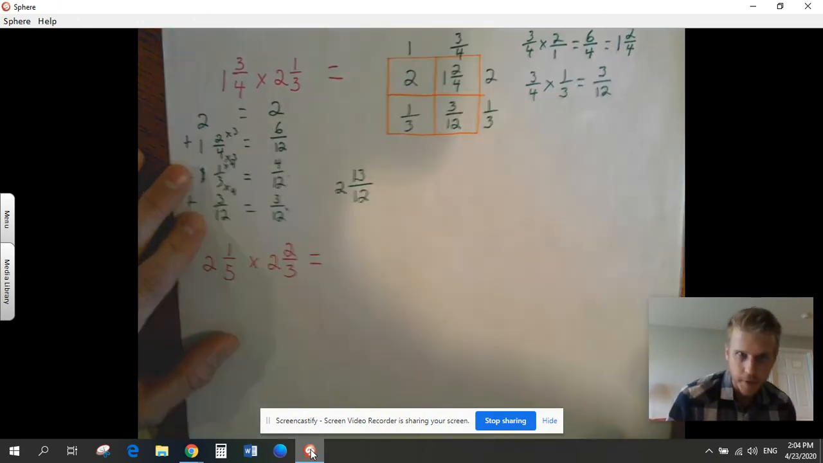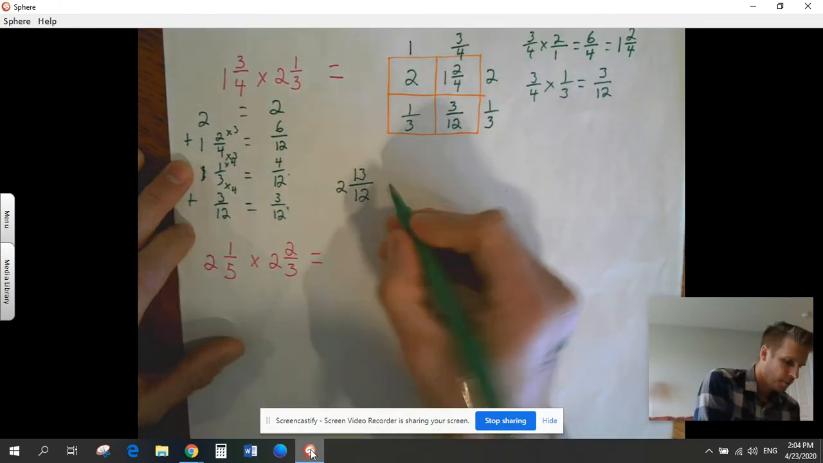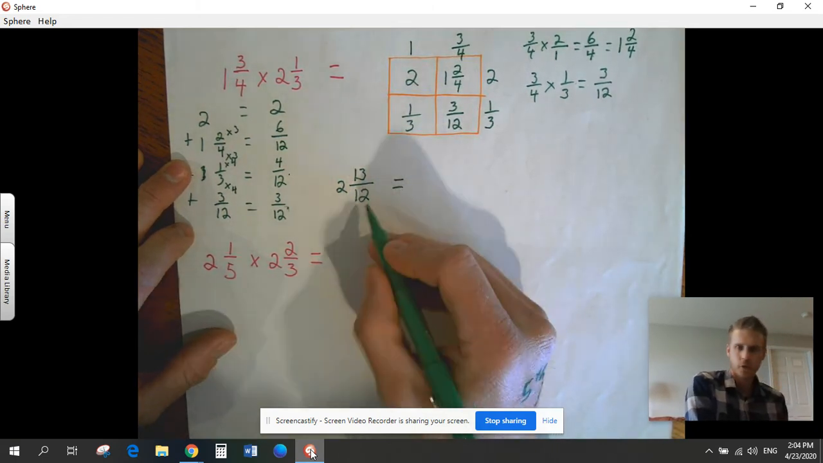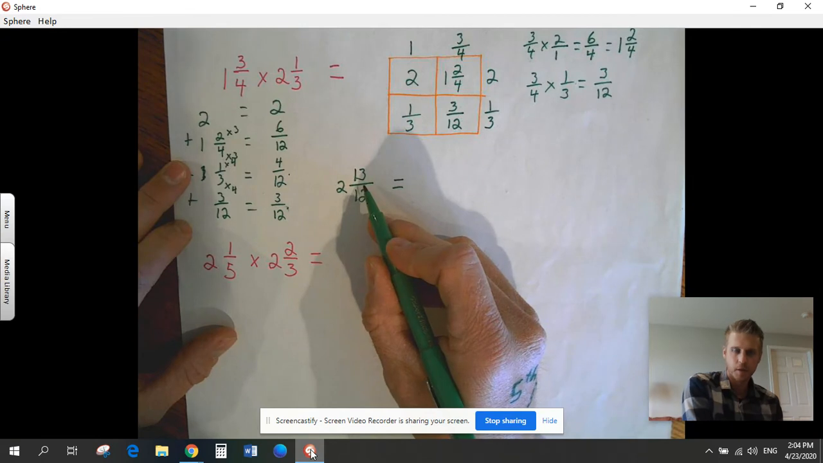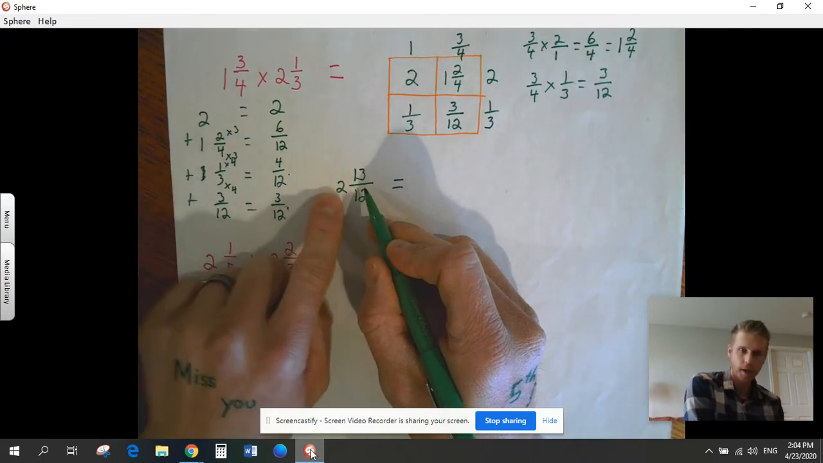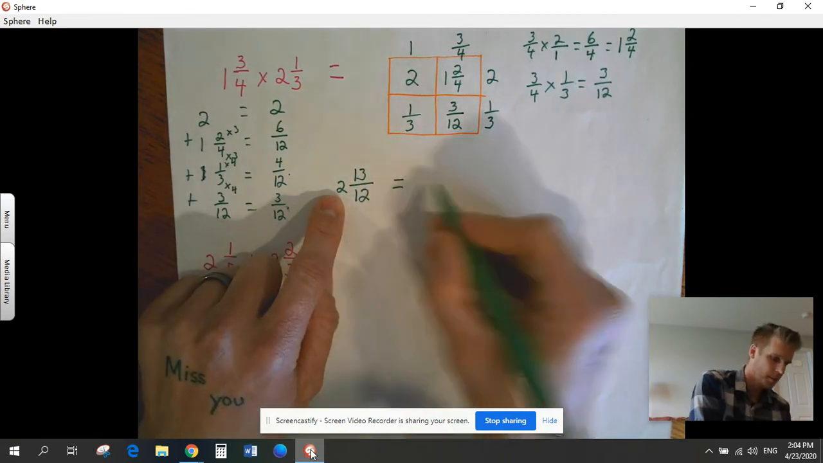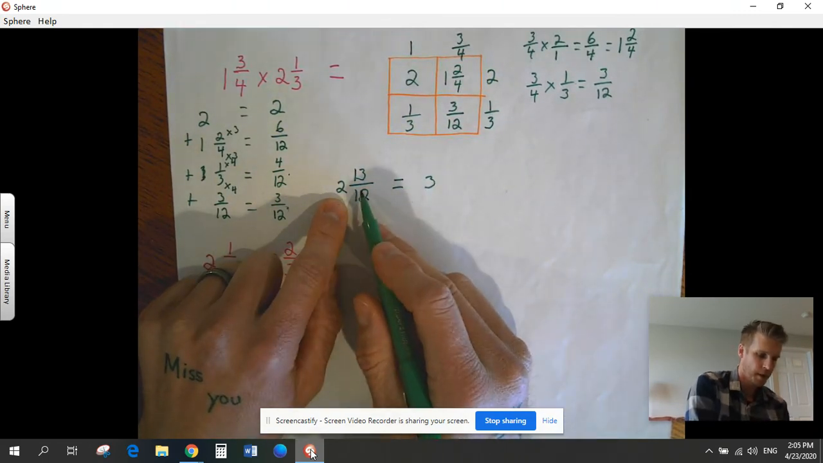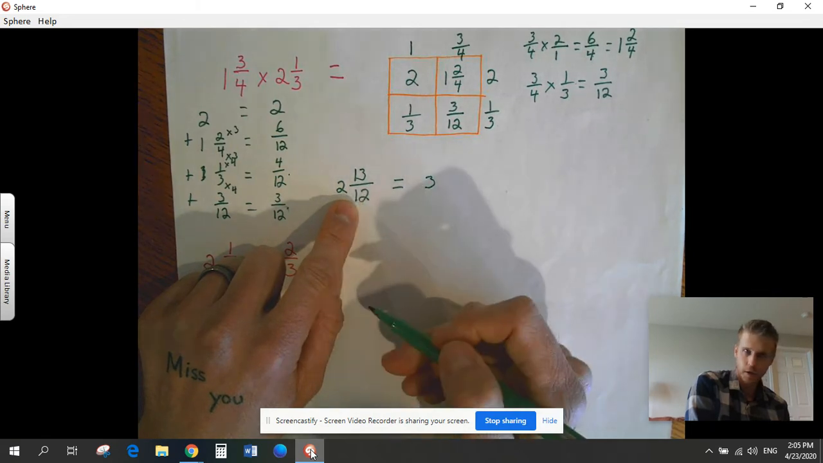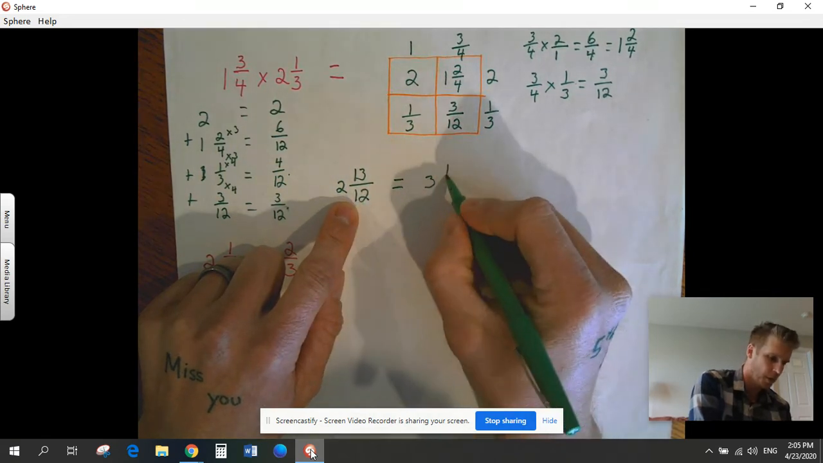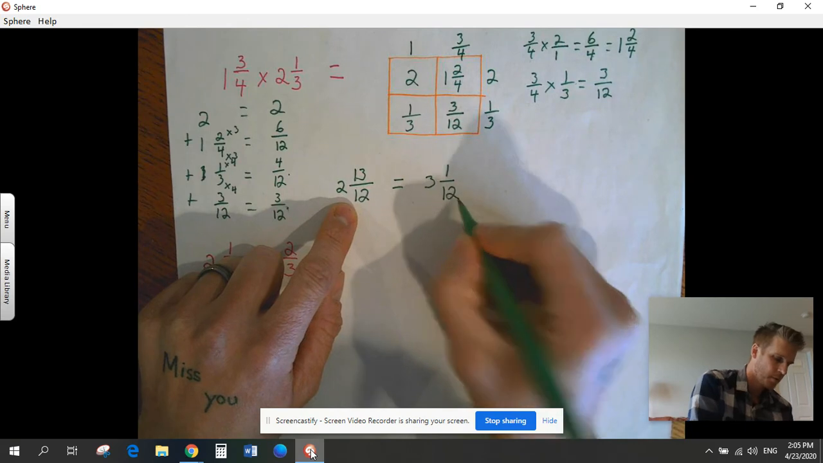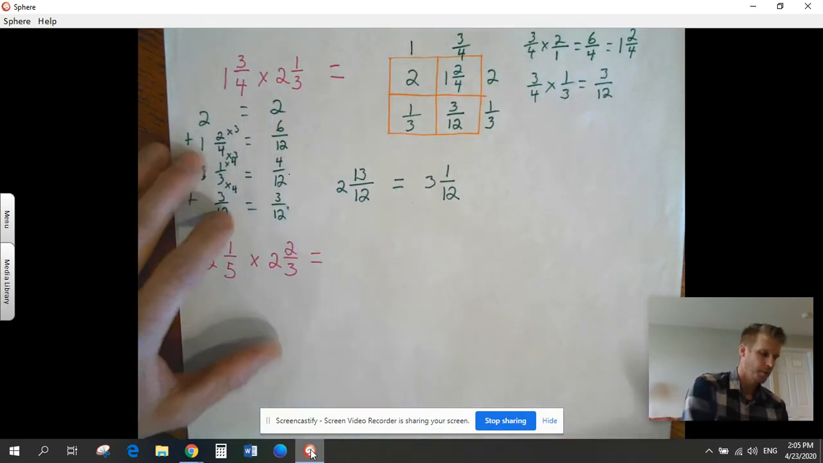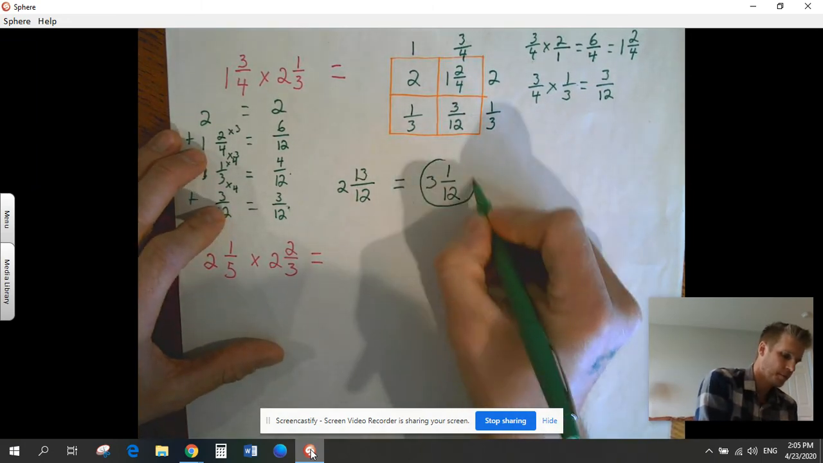But you guys know that that is an ugly, improper mixed number. So we got to make it pretty by saying 12 fits into 13 one time. So I'm going to add that 1 to 2 for a total of 3. And since it fit in one time, we'd take 12 out of that 13. It would leave us with 1/12. So our final answer is 3 and 1/12.